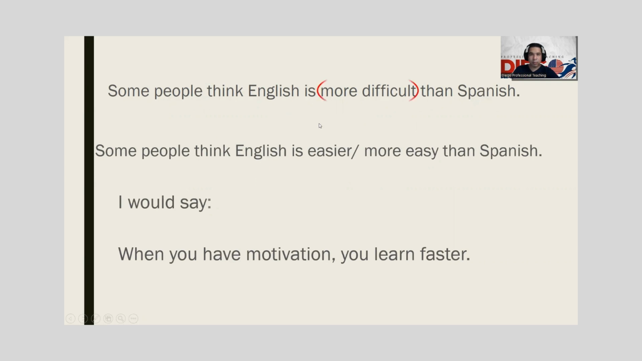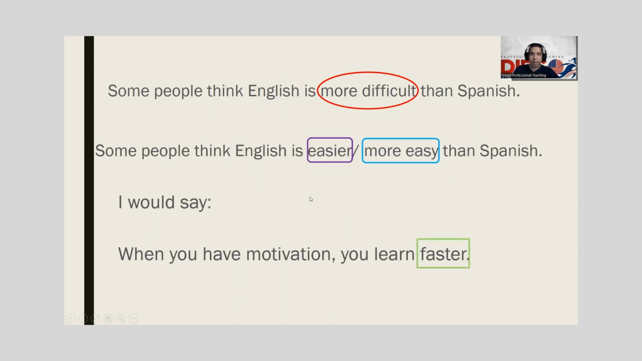I'm just focusing here. The first one is, some people think English is more difficult. I'm making the comparison, and I'm saying more difficult. The second comparison I have here is easier. And the third comparison I have here is more easy. I'm giving you this information because nowadays people have this variant, so I want you to be aware of this. And the last one, faster.